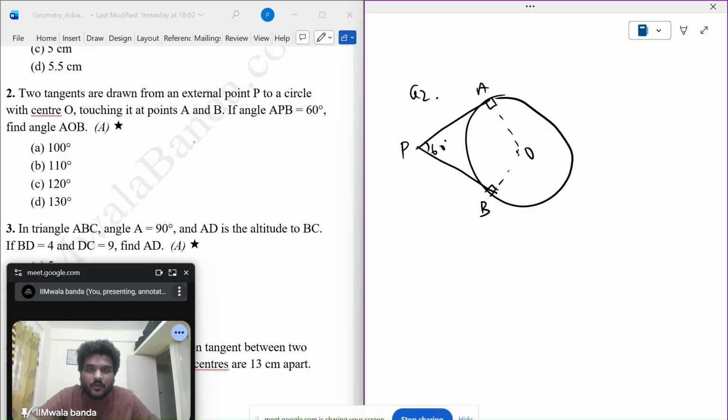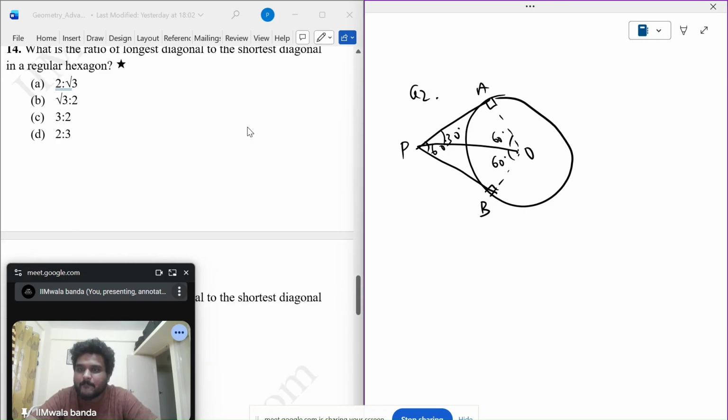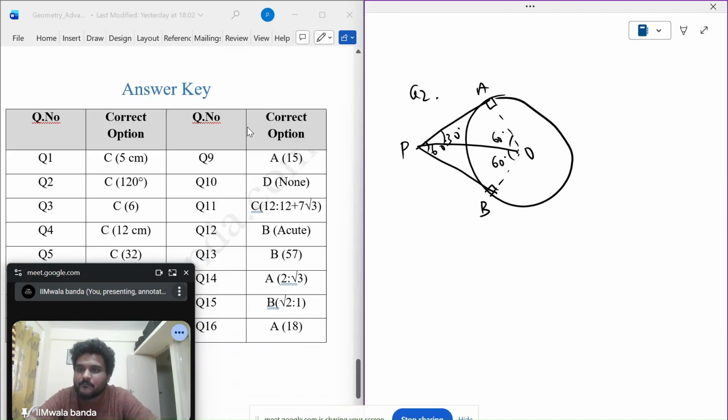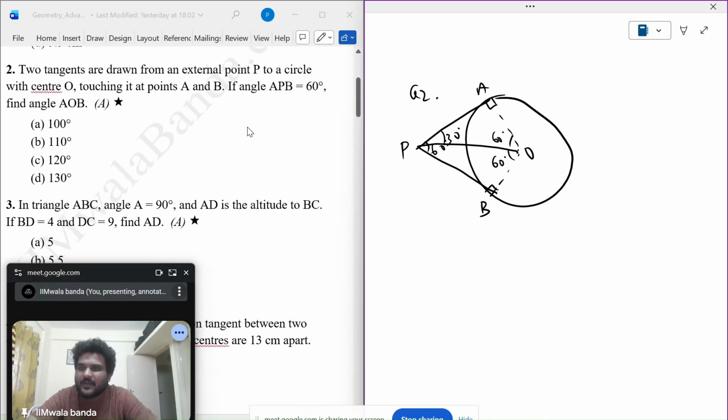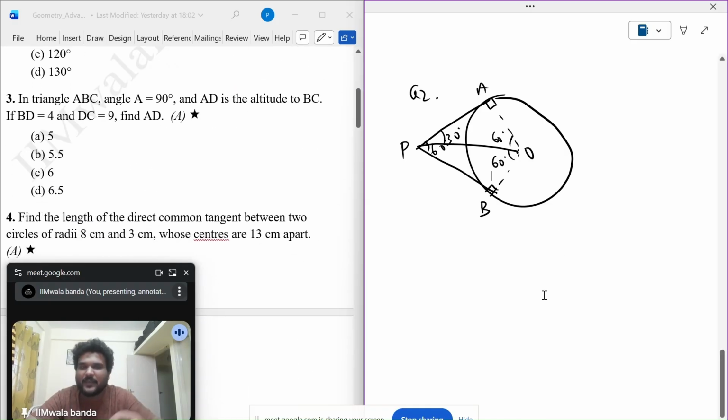Let me draw this. And because these two sides are equal, I know this will be 30 degrees. So this will be 60 degrees. And similarly, this will be 60 degrees. So 120 degrees. Right? Pretty easy if you look at it. You know PA and PB are equal.